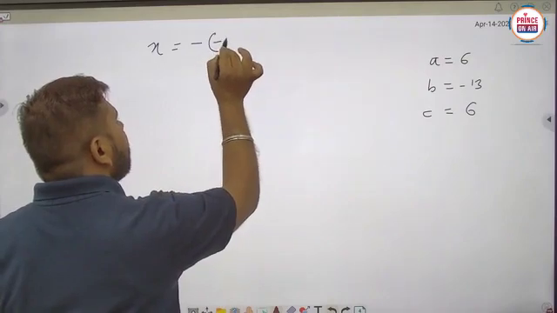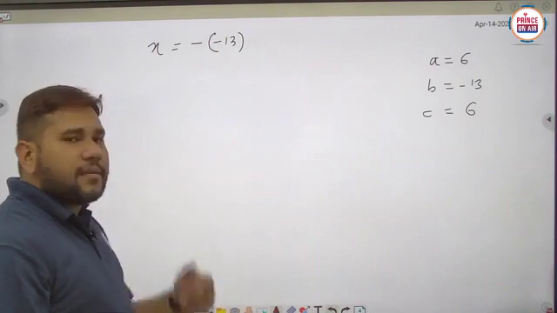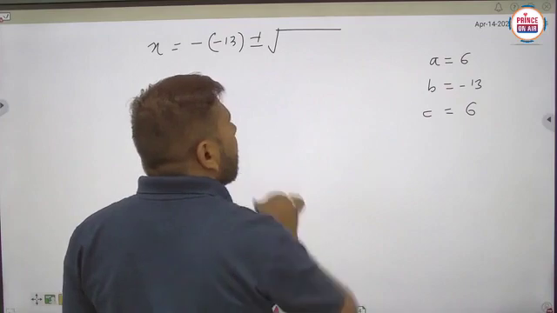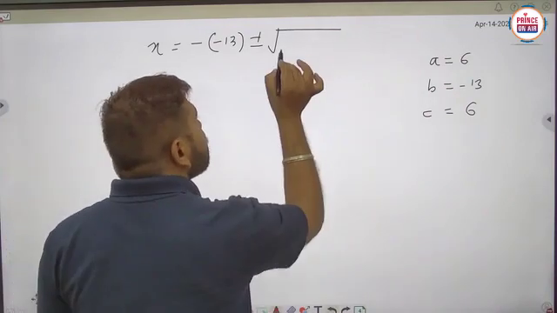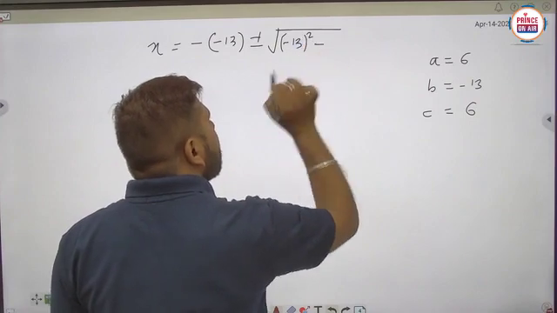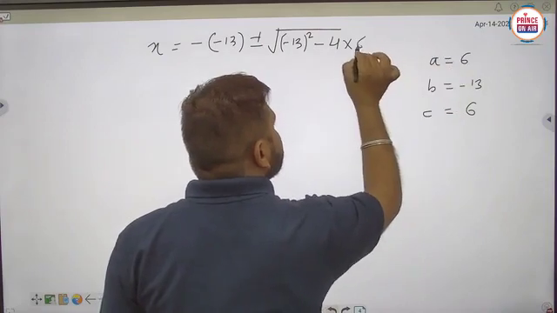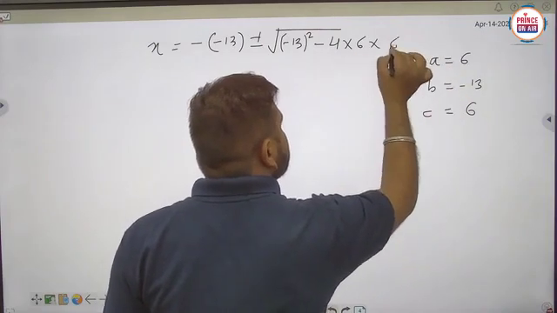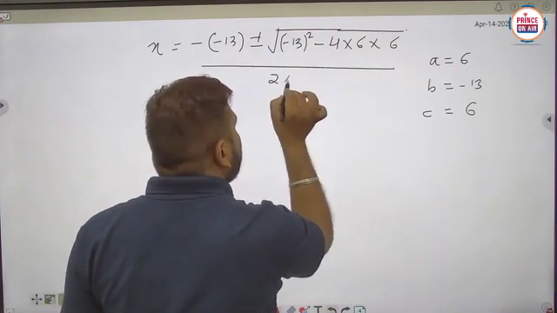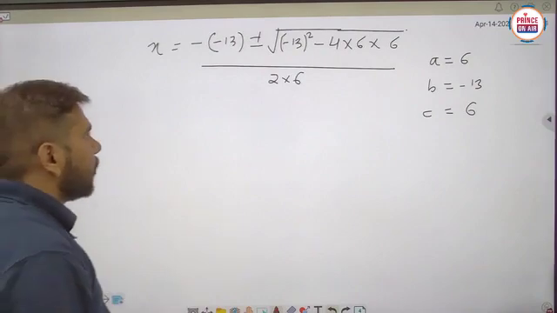So, x is equal to minus b. What is the value of b? Minus 13. So it is minus of minus 13, plus minus under root b square. What is the value of b, beta? Minus 13 square minus 4. What is the value of a? a is 6, and what is the value of c? c is 6. Clear? Upon 2a. What is the value of a? The value of a is, beta, 6. Clear to all of you, beta?